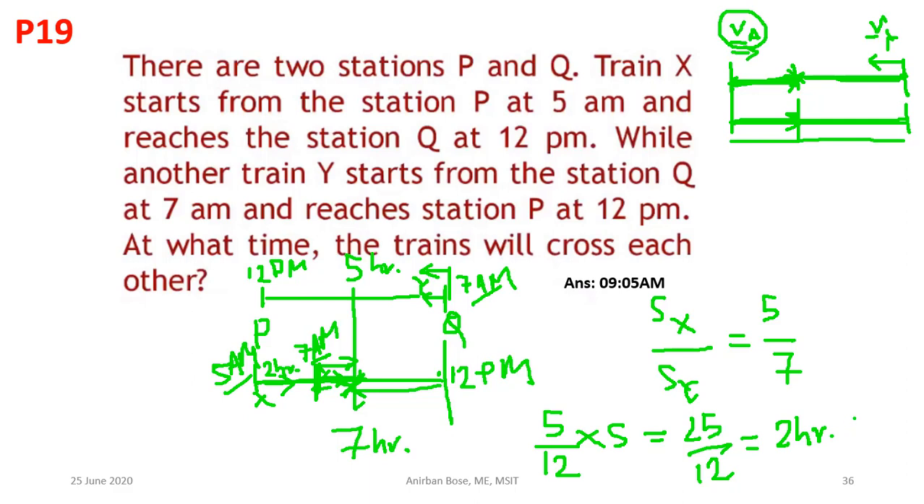1 by 12 hour means 60 by 12 minute, right? That means 5 minutes. So 2 hour 5 minutes is from 7 am. So what is the time here then? 7 am plus 2 hour 5 minutes, that is 9:05 am. Okay.